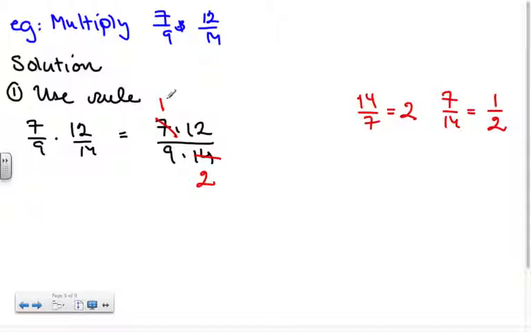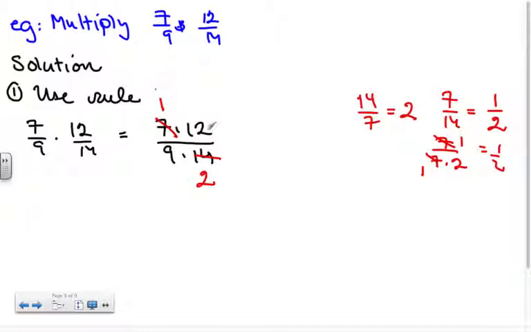Did you already see how I did that? 14 is of course 7 times 2. So if you don't see that, it's 7 times 2. That's 1, that's 1, 1 times 2 is 2, and that's 1/2. So that's how I did that.